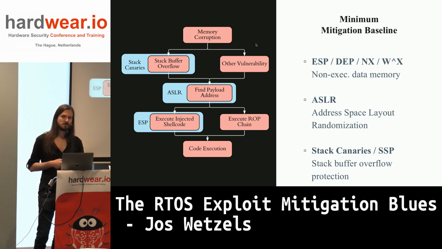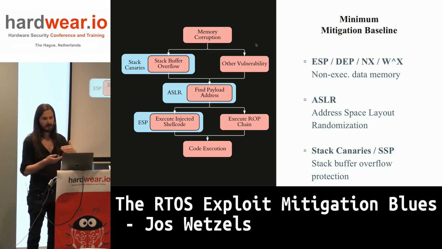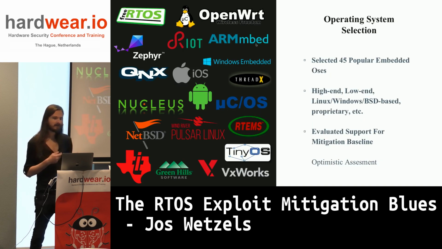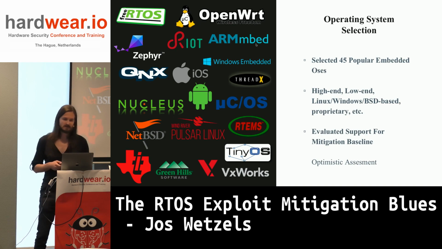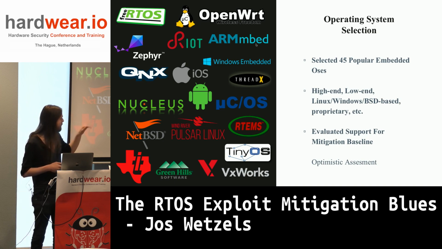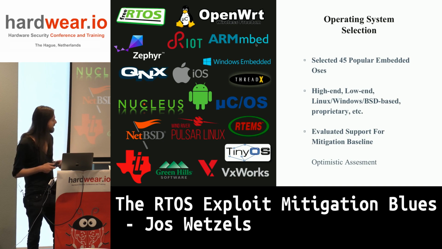And I chose these mitigations because they are complementary, they work in a mutually reinforcing fashion, and they also have a long legacy of adoption in the general purpose world. So I selected 45 popular embedded operating systems, from high-end ones to low-end ones, and from Linux, Windows, and BSD-based ones to proprietary small real-time ones, and I evaluated them for support for this mitigation baseline.